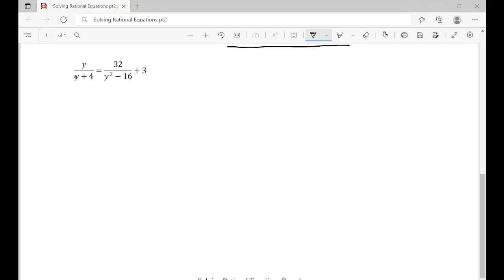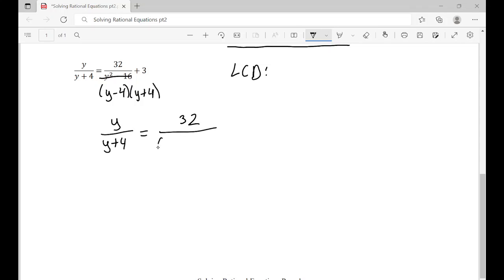Last, I have y over y plus 4 equals 32 over y squared minus 16 plus 3. I need my LCD, but on this one I have a slight problem. I got a y squared minus 16 that can be factored. It is the difference of squares, so y minus 4 and y plus 4. And so this doesn't quite fit here, so I'm going to rewrite the equation down here. So y over y plus 4 equals 32 over y minus 4, y plus 4, plus 3.